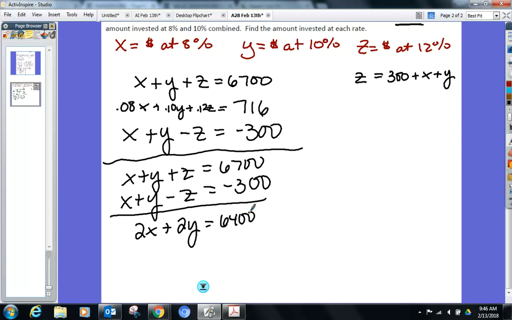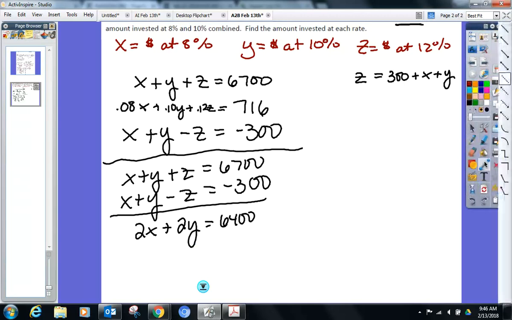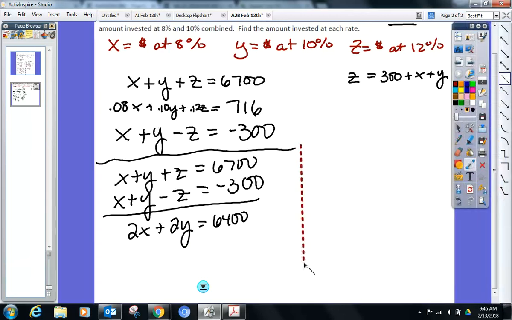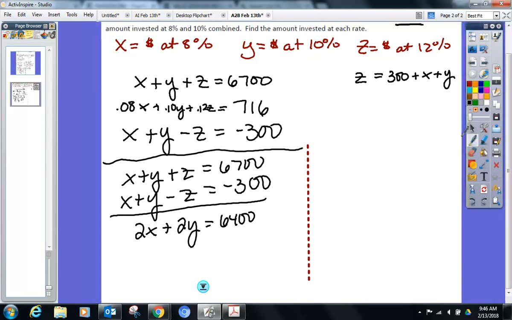I need another one that looks like this: something x plus something y equals a number. So I need another 2 equations right now where you can eliminate z. You want 2 and 3? Okay. I don't care. Which one do you want to keep the same out of 2 and 3? 2. All right. So 0.08x plus 0.10y plus 0.12z equals 716.